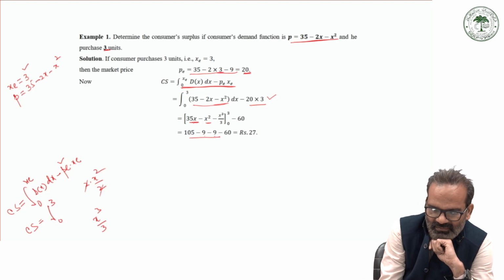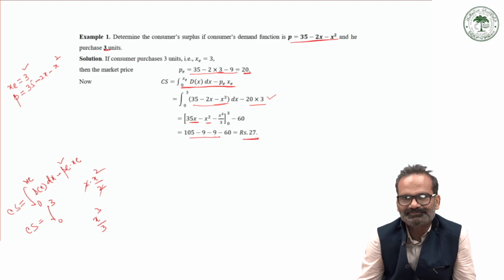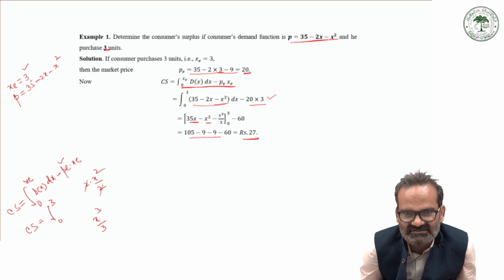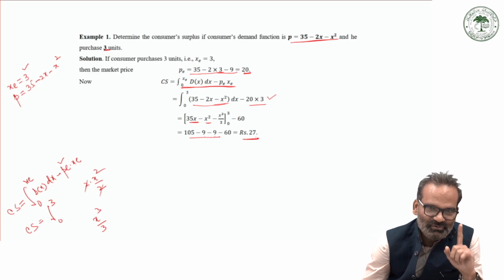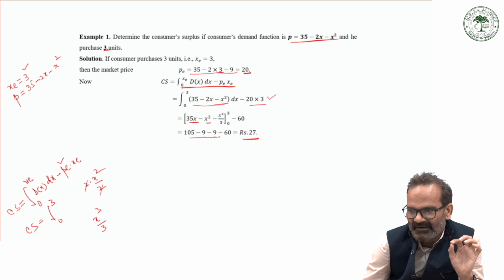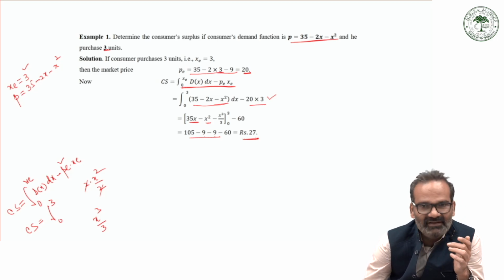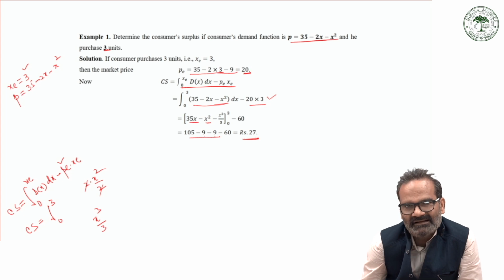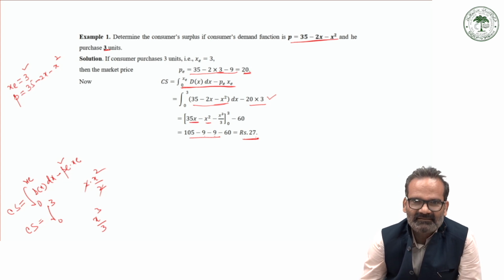Minus, this is 0, minus 60. So you will get 27 as consumer's surplus. And I have told you the unit of the consumer surplus is the same as the unit of the price. So it should be mentioned in rupees. So rupees 27 is the consumer's surplus, right?